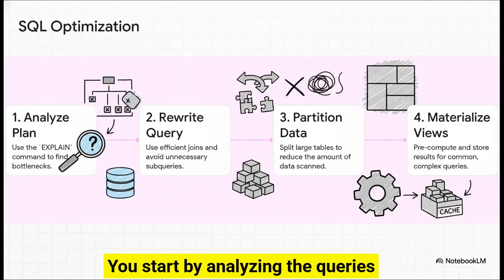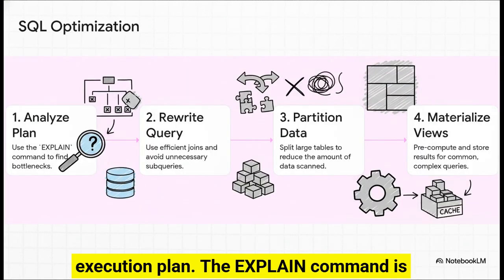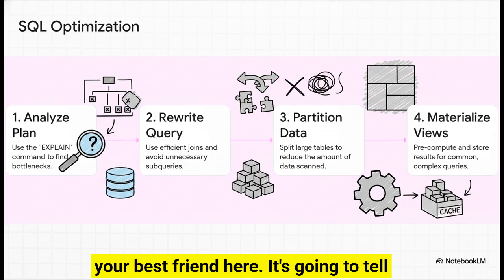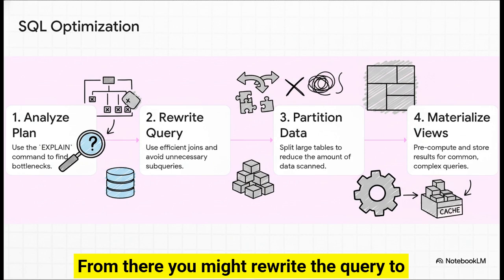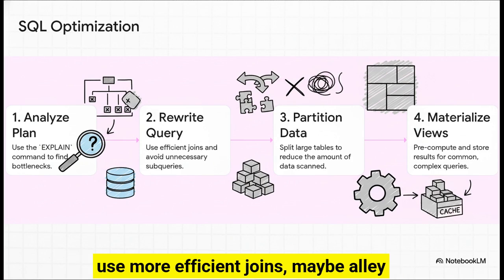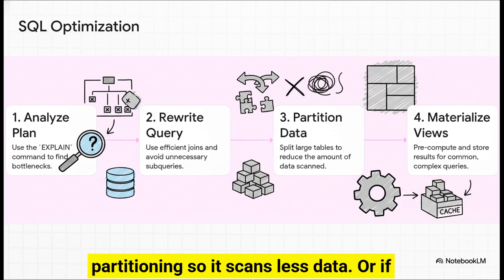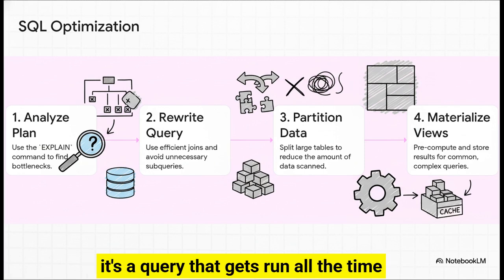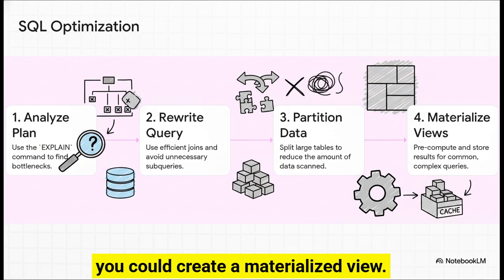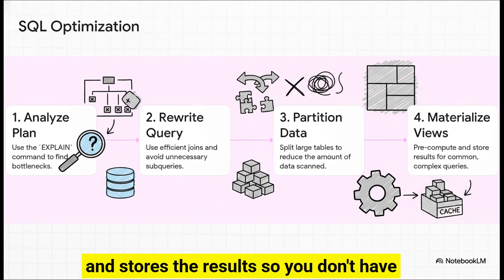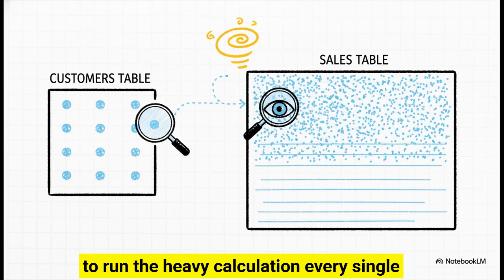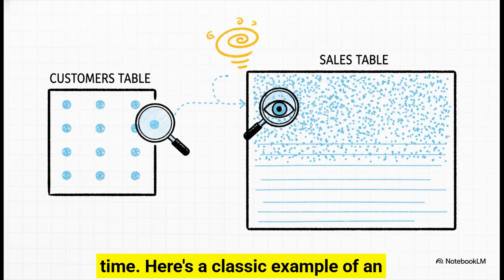You start by analyzing the query's execution plan. The explain command is your best friend here. It's going to tell you exactly where the bottlenecks are. From there, you might rewrite the query to use more efficient joins, maybe apply partitioning so it scans less data. Or, if it's a query that gets run all the time, you could create a materialized view. That's basically a table that pre-computes and stores the results, so you don't have to run the heavy calculation every single time.